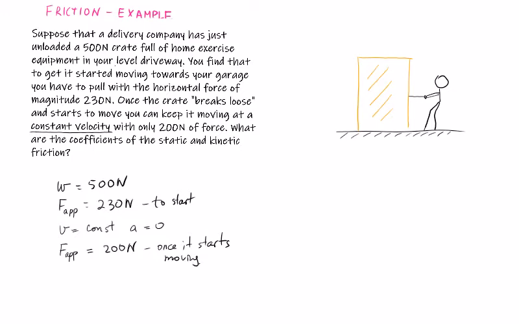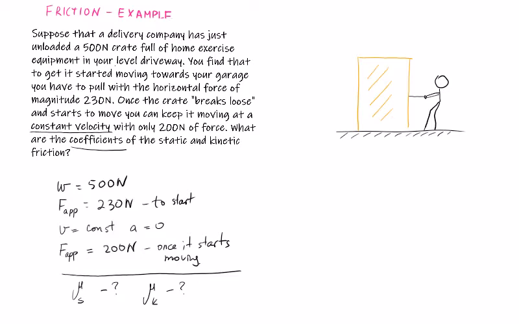So what are the coefficients of static and kinetic friction? We want to find out mu s is question mark and mu k is question mark. We have two situations. The one that the crate just before it starts moving, and the crate that is moving with a constant speed. So that means we have to draw a free body diagram in both cases.